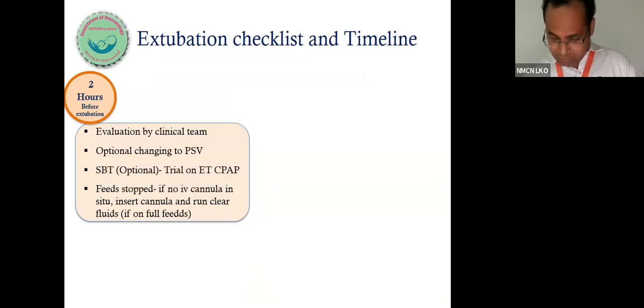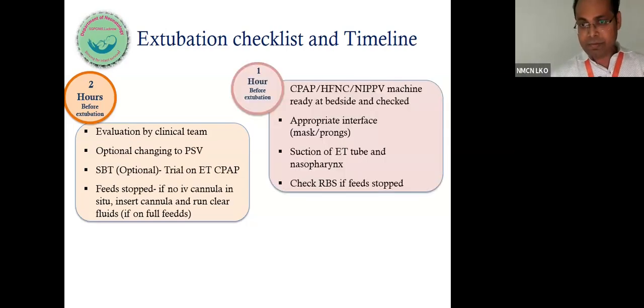Then feed should be stopped, and if there is no IV cannula, the child can be put on IV fluids. One hour prior, the machine should be kept ready. The mode of extubation should be pre-decided, whether you want to extubate the child on CPAP, HFNC, or an NIPPV machine. Then it should be kept ready.